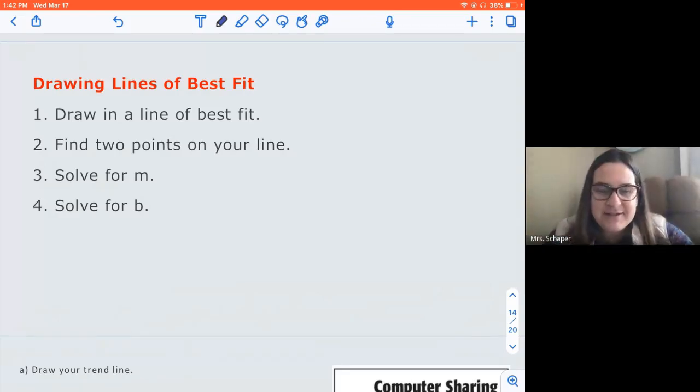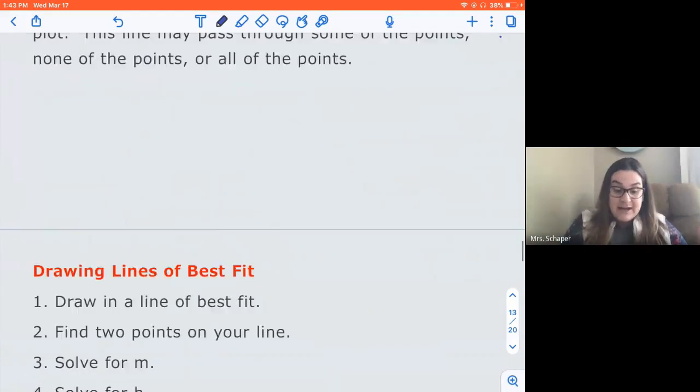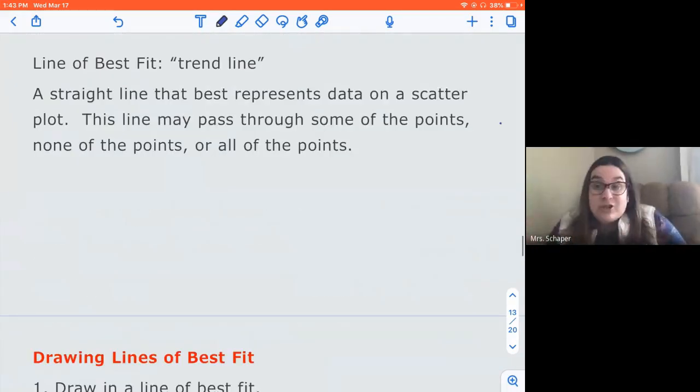Hey, mathematicians, this is Mrs. Shopper coming with some more information about lines of best fit and how they relate to scatter plots and how we can write linear equations of them. So, isn't that super duper exciting? All right, so a line of best fit is a trend line.